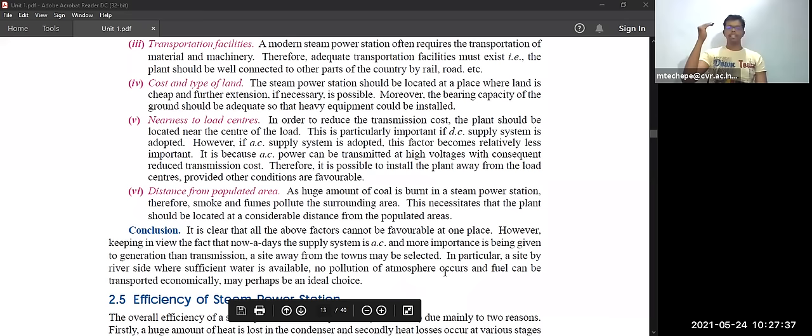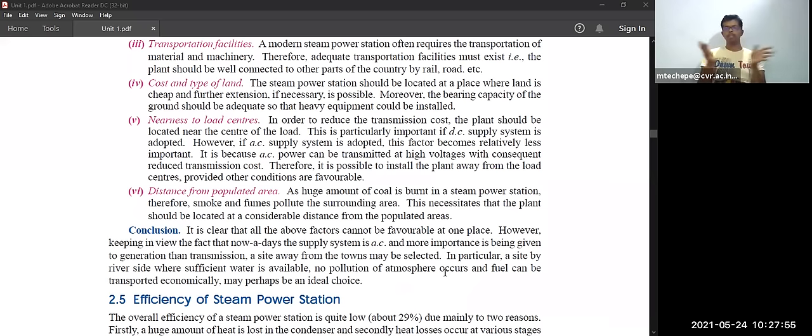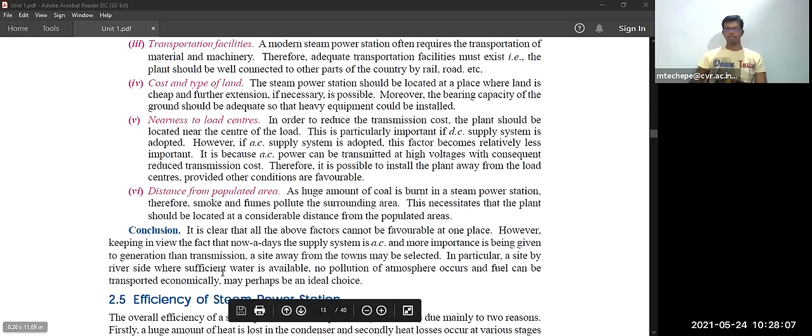Okay, so if it is a remote place, even though pollution is there, air pollution and water pollution might be somewhat there, atmospheric pollution will be very little. Even if the temperature goes high in remote areas, there is no problem, because no human beings are located near it. Then the fuel also can be transported economically. This may perhaps be the ideal choice for the location of the site of the thermal power plant in the particular area.